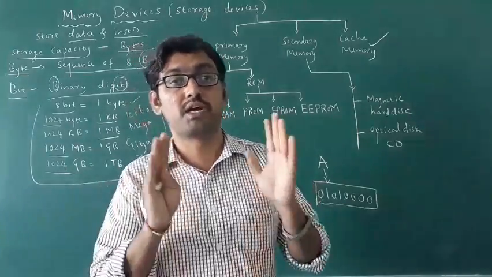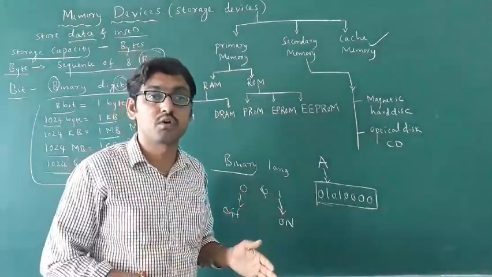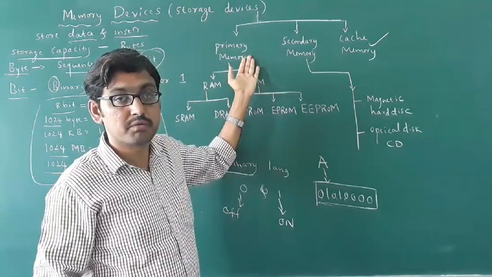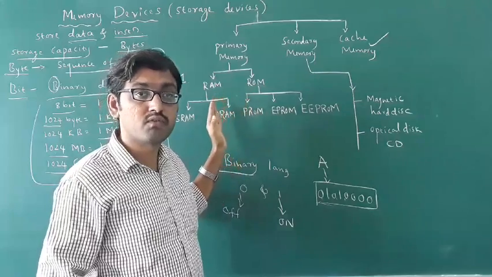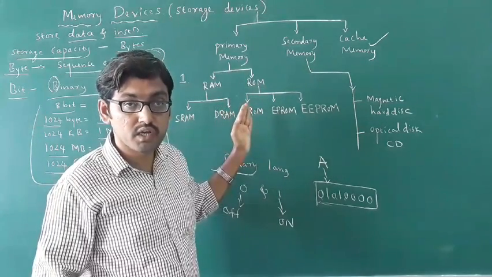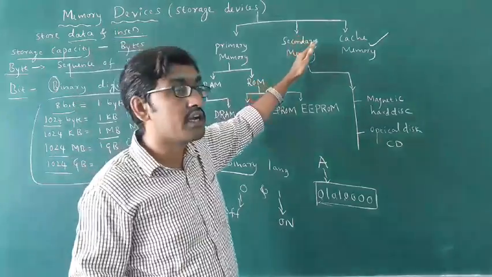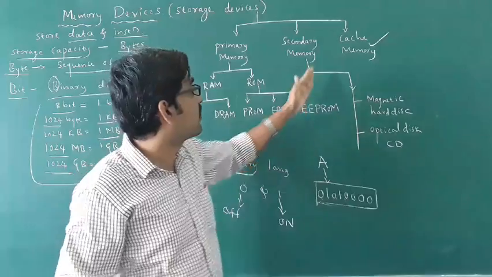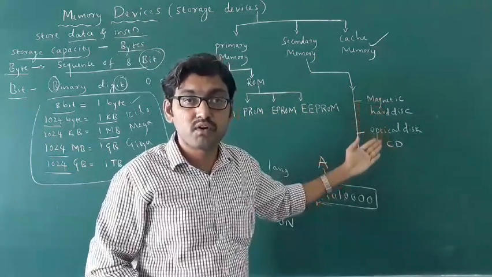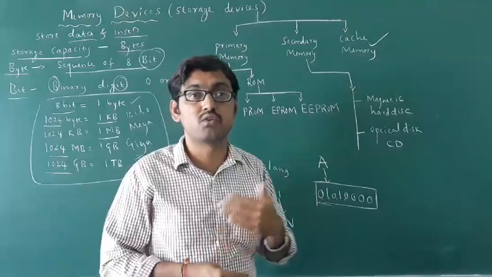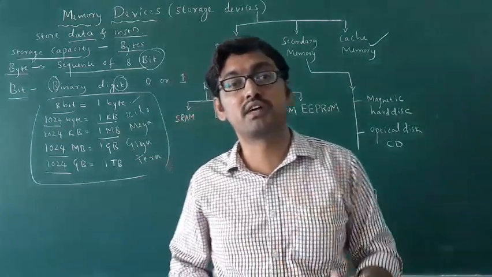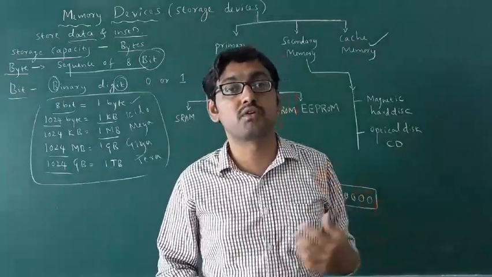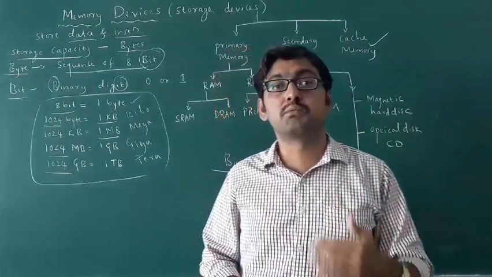One by one you have to study it. In this topic you have to study the features of primary memory, what is RAM, what is ROM, types of RAM, types of ROM. Like this, you have to study what are secondary memory devices, the features of secondary memory devices, the types and the examples for secondary memory devices. For your examination and competitive exams, this topic is very important. They ask each type of question.